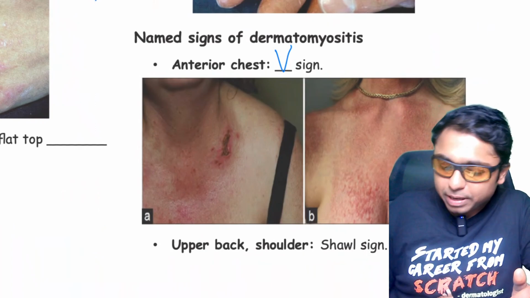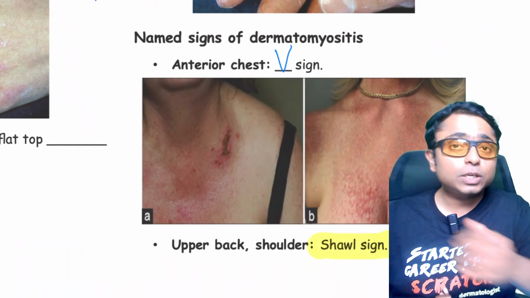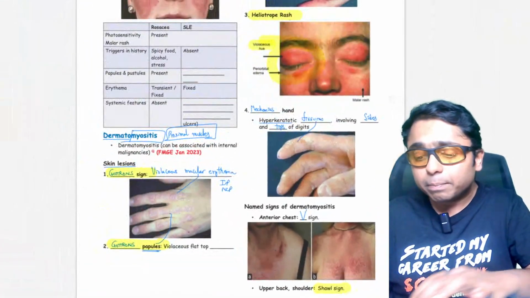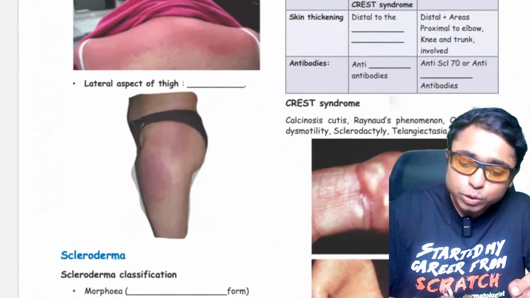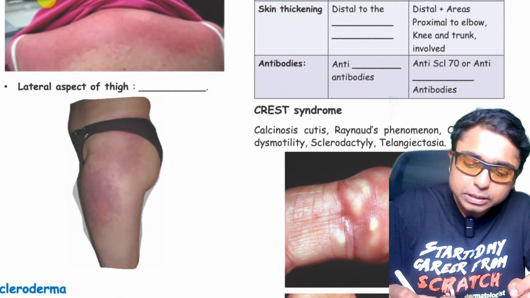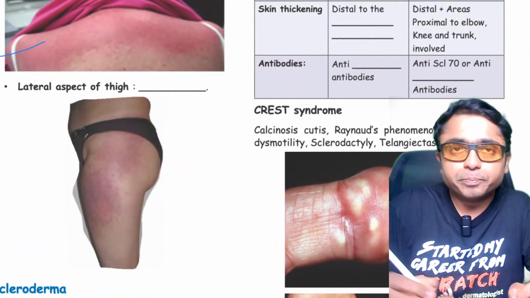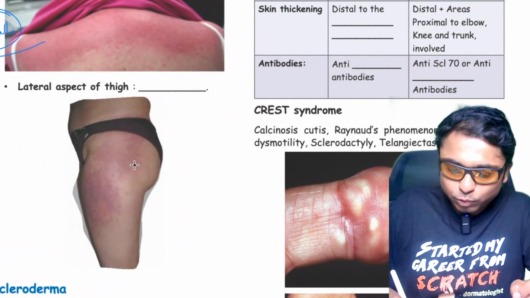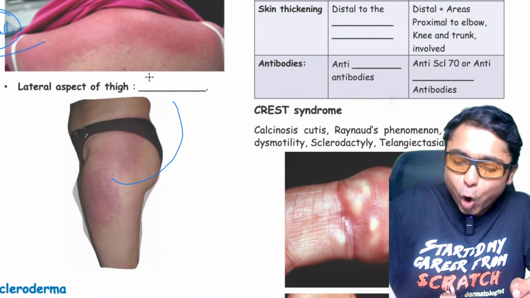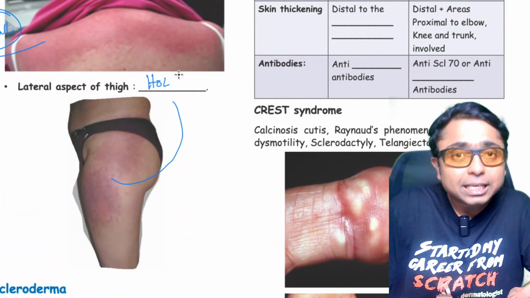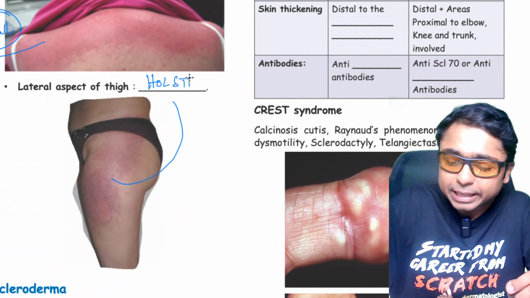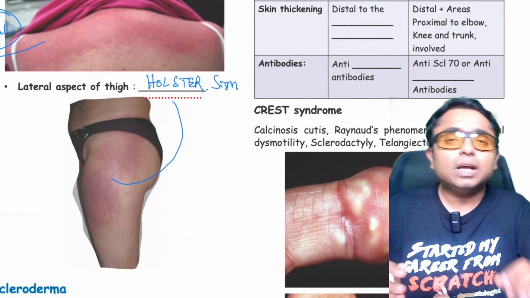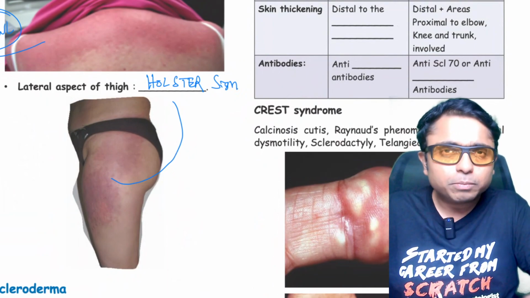And the same violaceous macular erythema, if it is present over the upper back, we call it shawl sign. So all these are important names which you should remember. So this is the shawl sign which you are able to see here. This is the shawl sign. And this is what is called the Holster sign, where the lateral aspect of the thigh is going to show the erythema, violaceous macular erythema. This is called Holster sign. So these are the important clinical features of dermatomyositis.